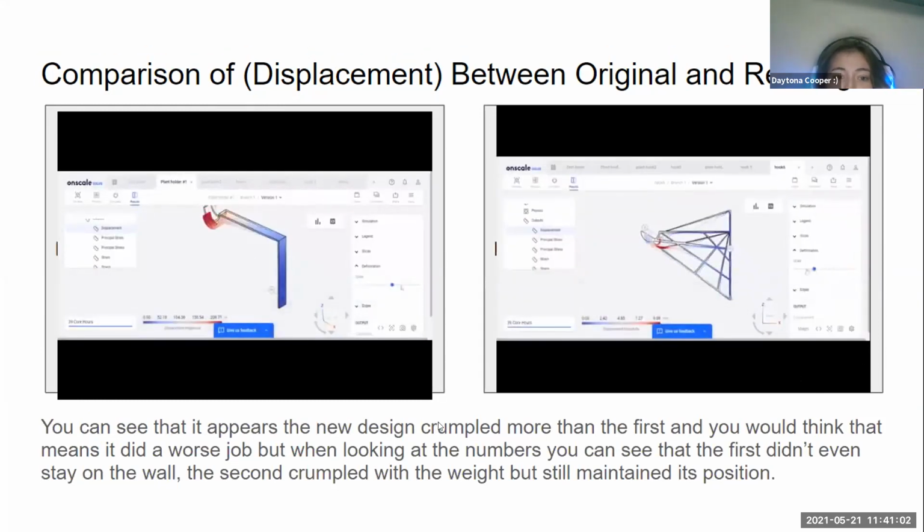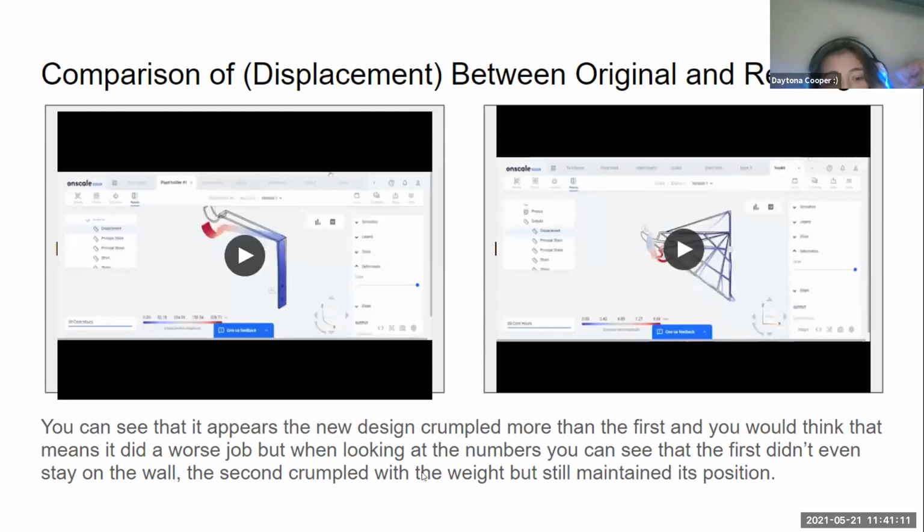And you can see that they play automatically, so they're just bending, they're showing the difference. You can see that the new design crumpled more than the first, and I was talking about that in the last slide. And you would think, oh, that did a worse job, it's crumpling and falling and failing in itself, but you can see visibly where it's taking the weight in all these different places as opposed to just this one spot. And so even though it crumpled, it maintained its position on the wall, and it could probably still hold the weight.